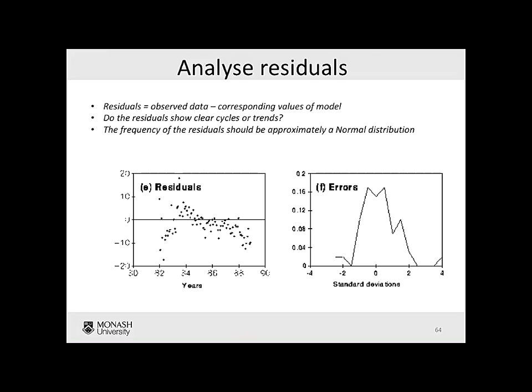Then we look at the residuals, which is the observed data minus the corresponding values of the model. So do the residuals show clear cycles or trends? The frequency of the residuals should be an approximate normal distribution. We always assume that all the residuals will be Gaussian, or normally distributed.